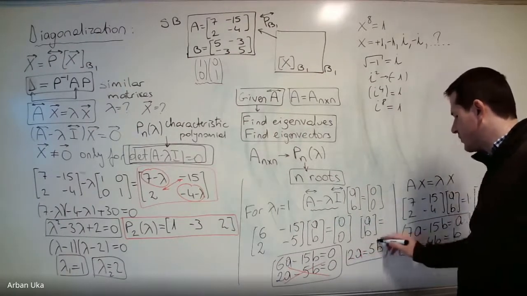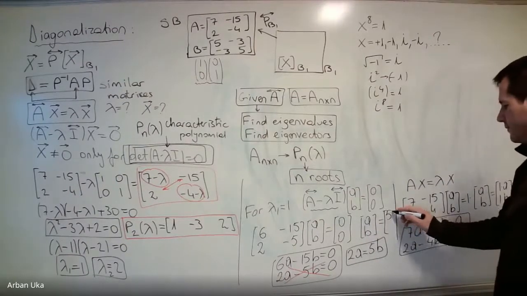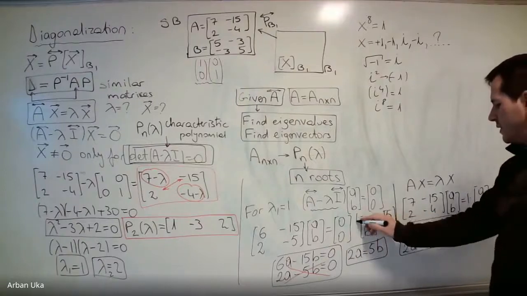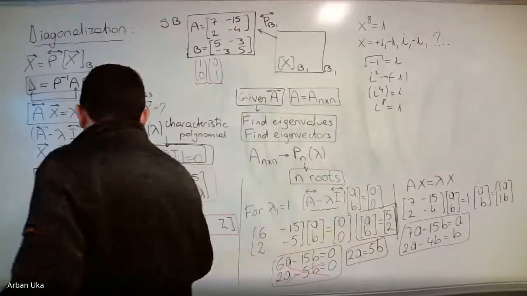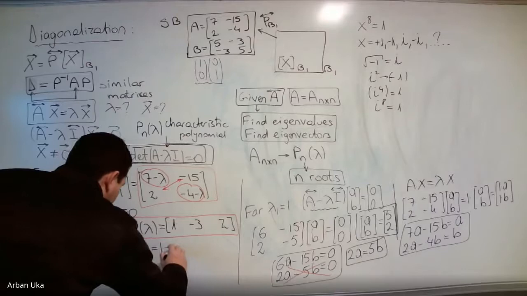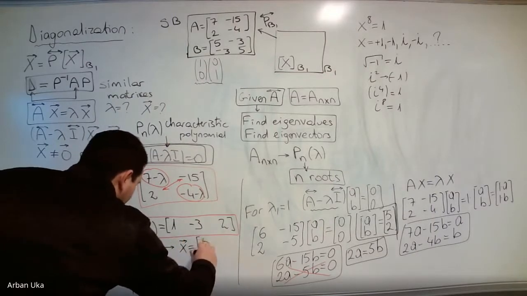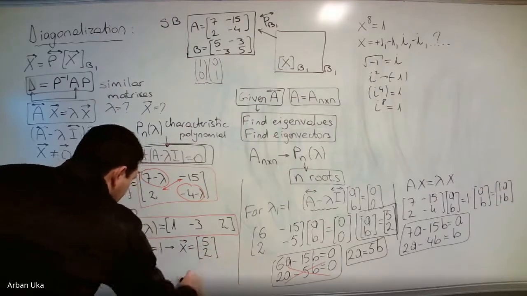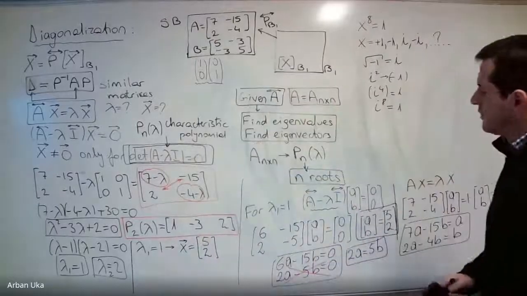So what is the pair of numbers a and b which satisfy this condition? 5, 2 is a good option. Would you agree with this? So for lambda 1 equal to 1, the corresponding eigenvector is (5, 2).